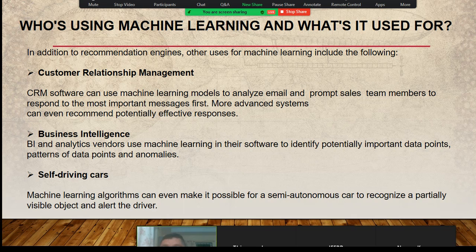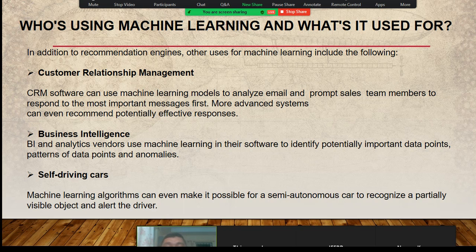Second, business intelligence. BI, or business intelligence, and analytics vendors use machine learning in their software to identify potentially important data points, patterns of data points, and anomalies.